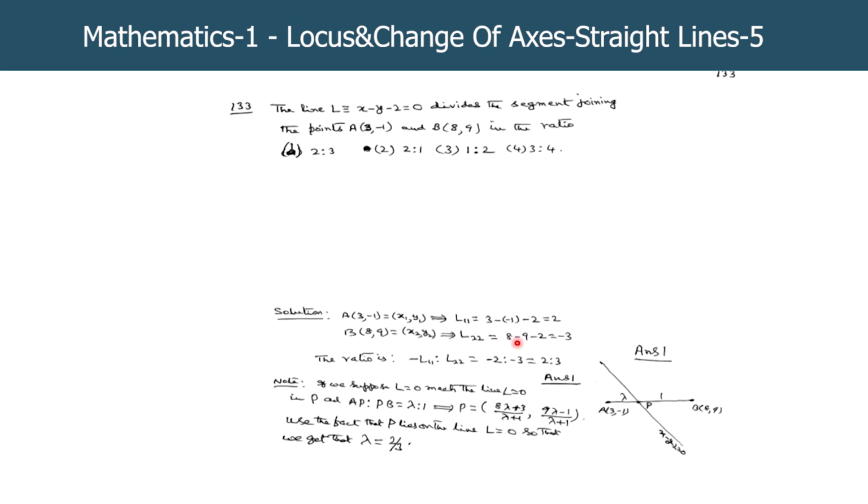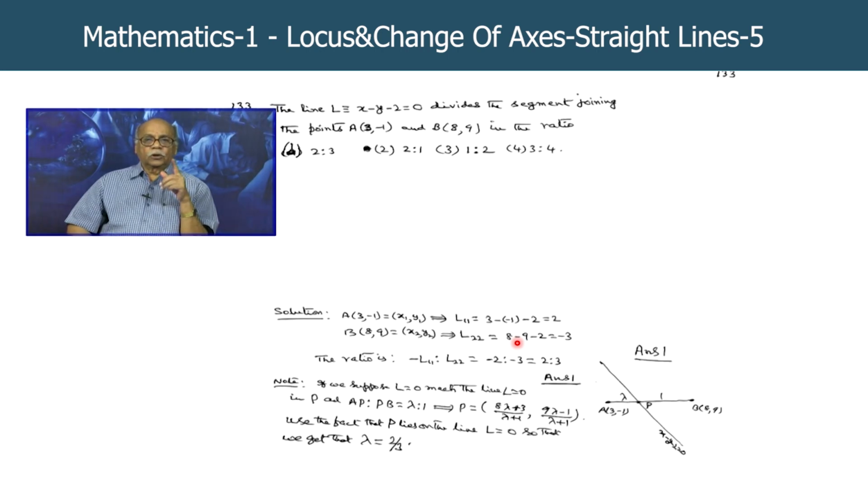Correct option is 1. And you can also work out this problem by supposing the ratio AP is to PB is equal to lambda is to 1 and writing the coordinates of P. If you take lambda is to 1, then the coordinates of P are (8 lambda plus 3)/(lambda plus 1) and (9 lambda minus 1)/(lambda plus 1). Now use the fact that P lies on the line x minus y minus 2 equal to 0. Then you will get the value of lambda. In that procedure also you can work it out.